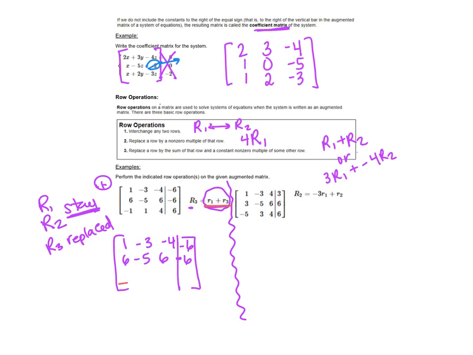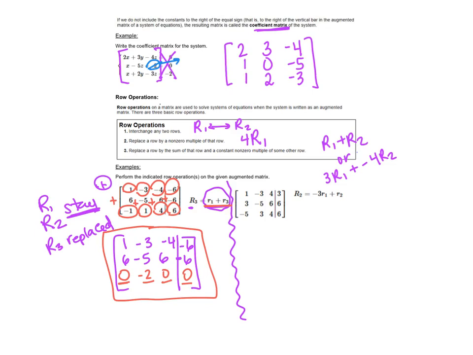To get my first entry here, I'm going to take row 1 plus row 3. So I have 1 plus -1 gives me a 0. Then -3 plus 1 gives me a -2. Then -4 plus 4 is 0. Then -6 plus 6 is 0. So this would be the answer because I have now replaced row 3 with row 1 plus row 3.